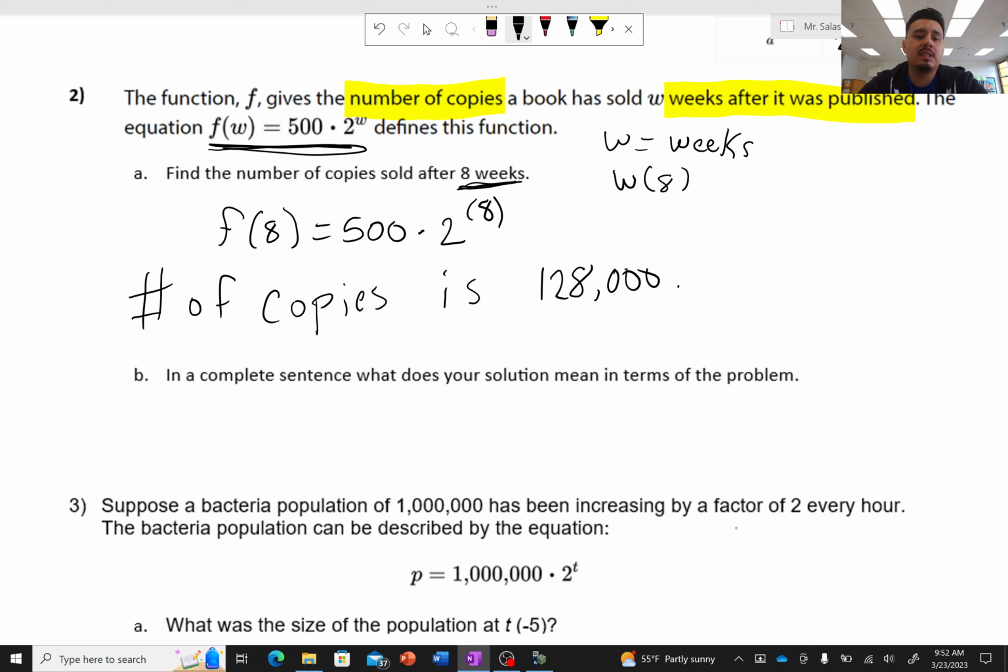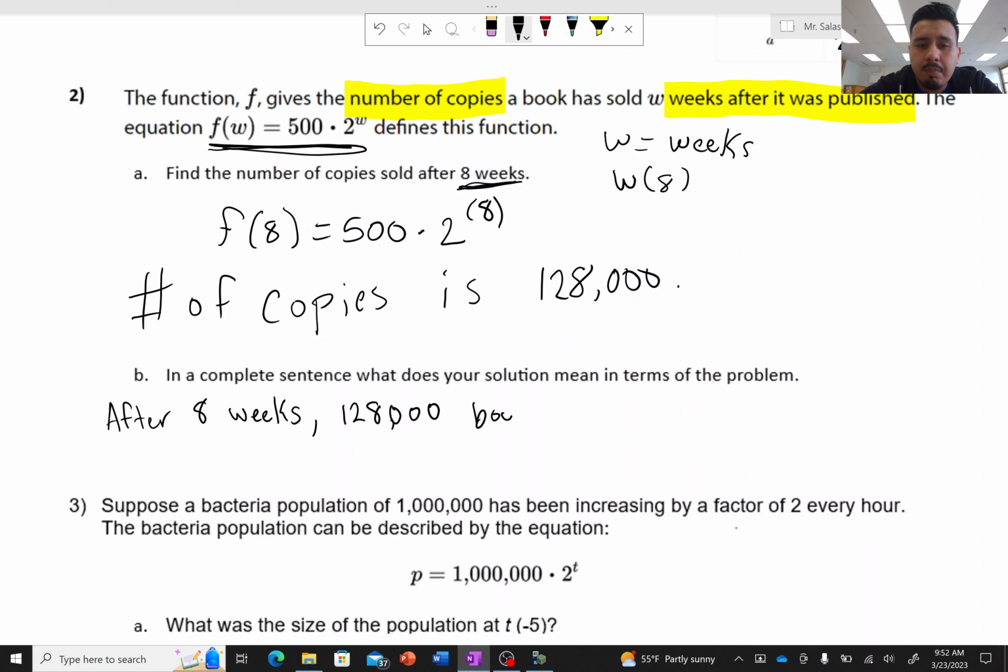So part B says, in a complete sentence, what does your solution mean in terms of the problem? Well, it means after 8 weeks, comma, 128,000 books were published.